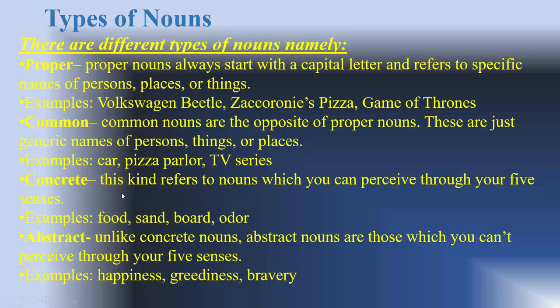These also are nouns, but we know specific nouns, not specific nouns. This kind refers to nouns which you can perceive through your five senses, that you can sense, you can feel. Example, food, you can taste it.